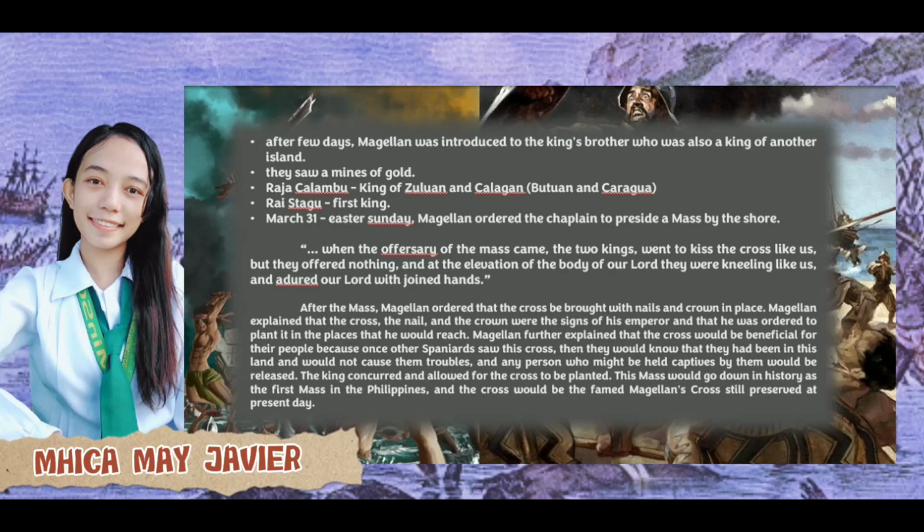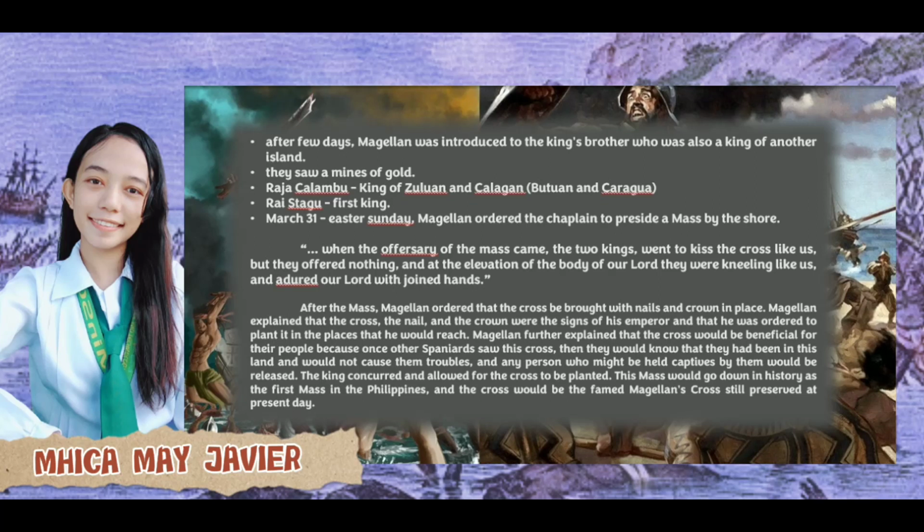According to Pigafetta, when the offertory of the mass came, the two kings went to kiss the cross like us, but they offered nothing, and at the elevation of the body of our Lord they were kneeling like us, and adored our Lord with joined hands.